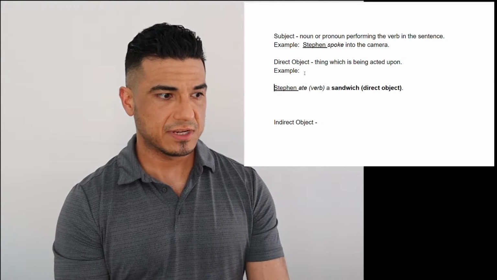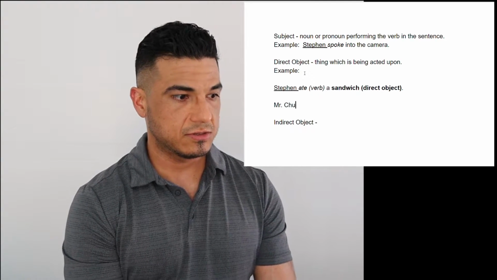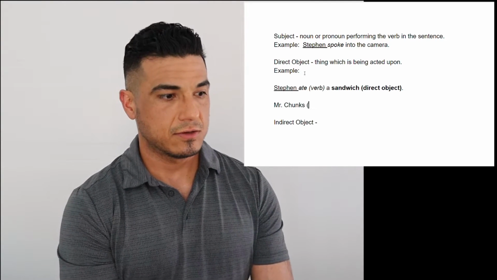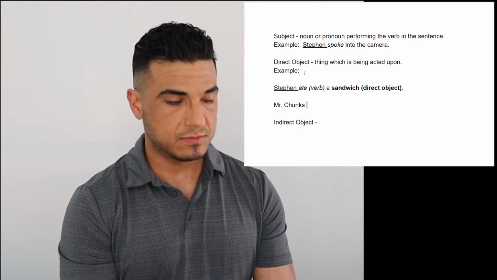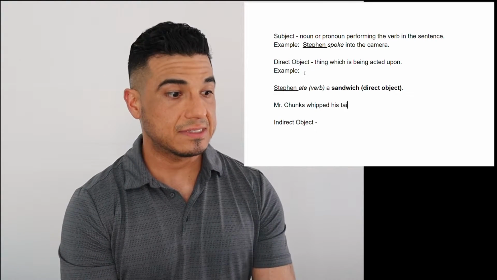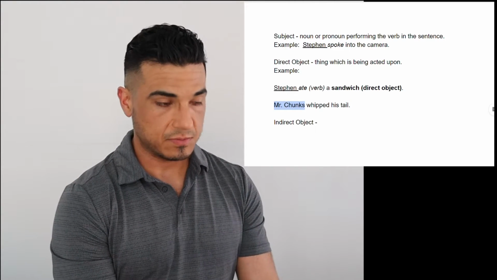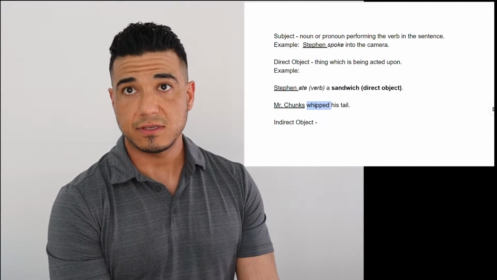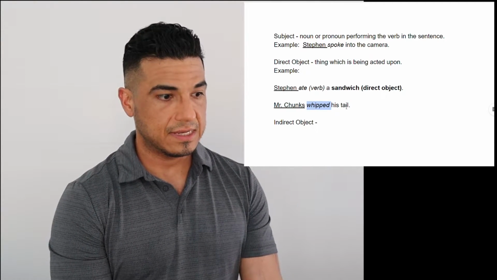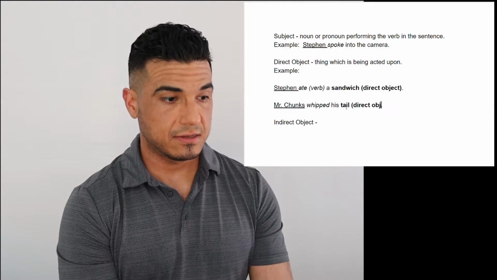Let's go ahead and look at another example. Another example I can give you is Mr. Chunks, which is my cat. So that would be our subject, right? That's our noun. Whipped his tail. Okay, well, I'm going to go ahead and just mark that. So Mr. Chunks, which is our subject. The action here is he whipped his tail, which would be our direct object.